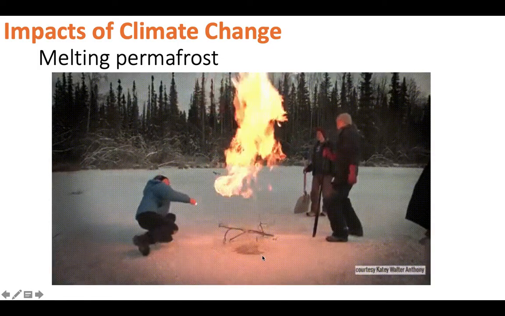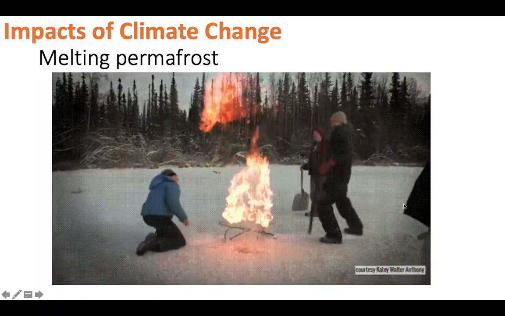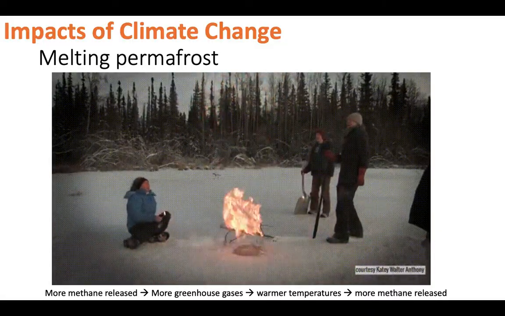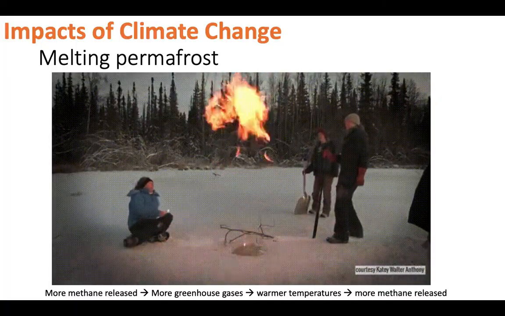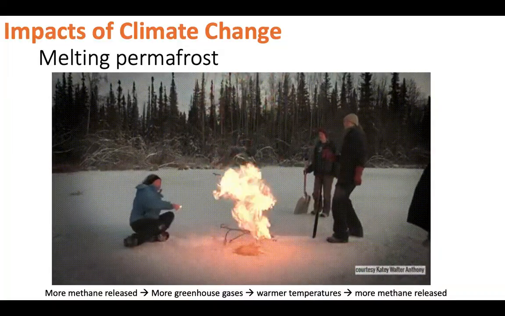Here's a video. You can see they're releasing some methane gas from permafrost and lighting it on fire. It's natural gas. It's extremely flammable. So we start to see that, oh, well, if more methane is released, that means there are more greenhouse gases in the atmosphere, which will mean warmer temperatures, which means more ice melts and more methane released. This is an example of a positive feedback loop.